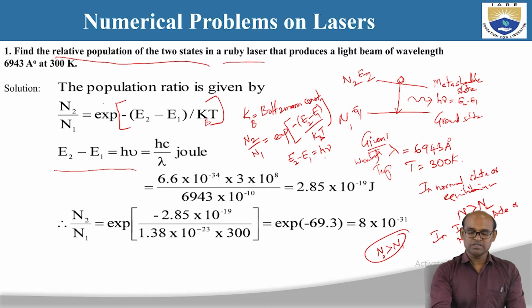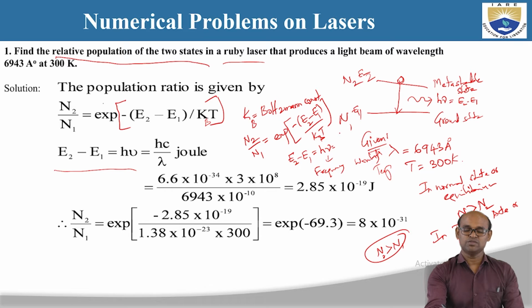So E2 minus E1 is equal to h nu, where nu is the frequency. I can write the frequency in terms of wavelength: nu is c by lambda, so h nu is hc by lambda. Now I know lambda, the input parameter given as 6943 angstroms, and I know c is the velocity of light.